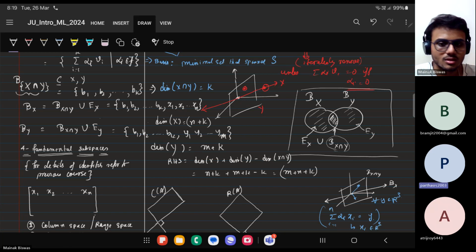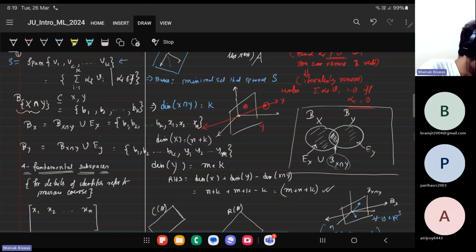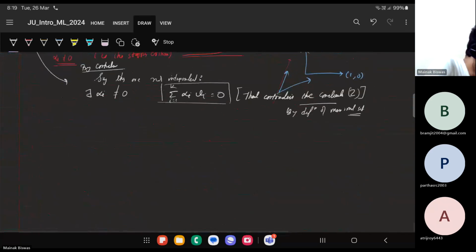So now I have to show only the left hand side, right? So there is no problem in the right hand side. But the left hand side, I'll do it. I don't have space here. Let us do it at the end.